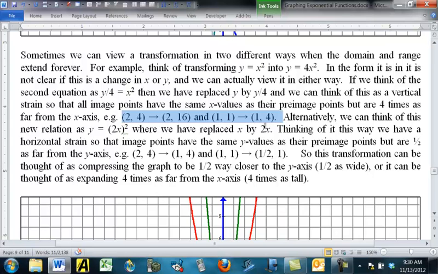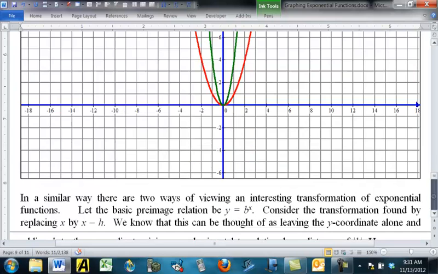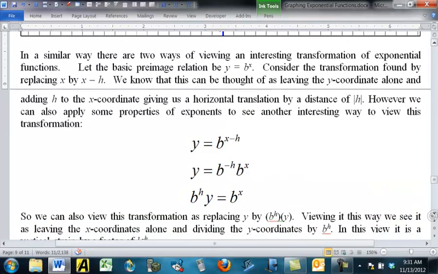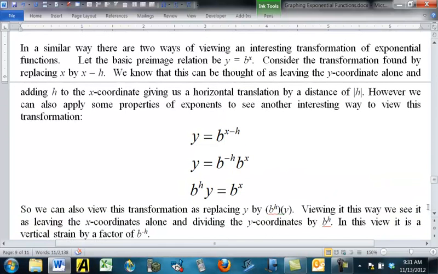So we can either think of this as compressing the graph horizontally to be halfway close to the y-axis, basically half as wide, more or less, or it can be thought of as expanding 4 times as far from the x-axis, basically 4 times as tall. Actually, it's really infinitely tall and infinitely wide, and that's why you can think of it both of these ways. If they actually had endpoints where it stopped, then these two transformations would be a little bit different. But since it goes on forever, you can actually think of it both ways. But notice they were both strains. They were both either stretches or compressions.